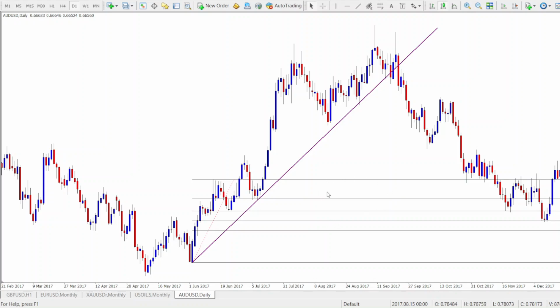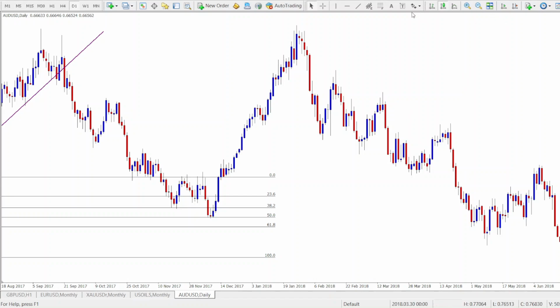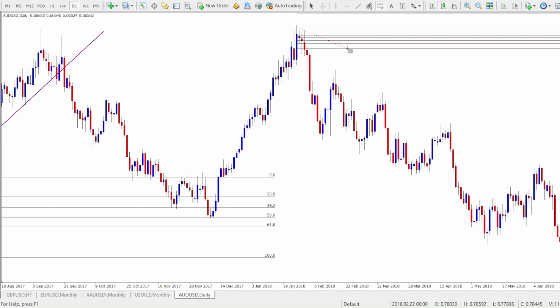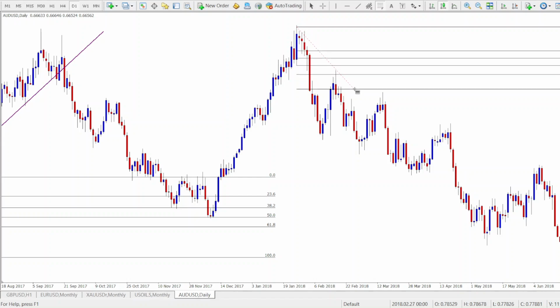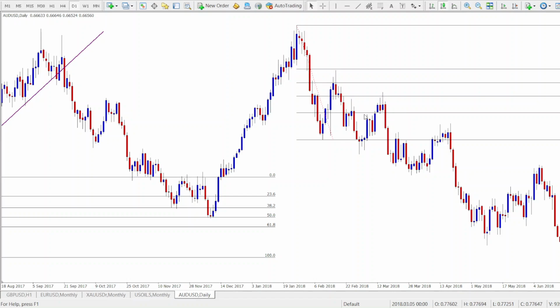Now in a downtrend, it's just going to be the opposite. Let's just use this as an example. You select the swing high and then drag to the swing low. Something like this, right? So this is for a sell. This is for a bearish trend.